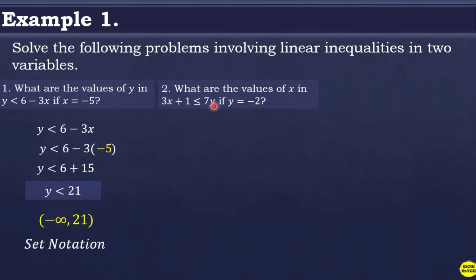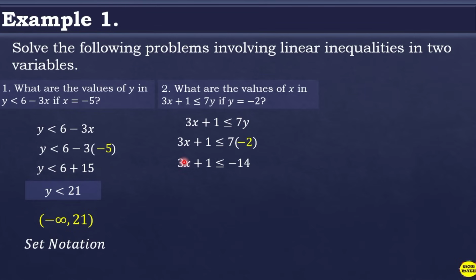So what are the values of x in 3x plus 1 is less than or equal to 7y if y is equal to negative 2? So what are you gonna do? You just have to substitute. So 3x plus 1 is less than or equal to 7y. Copy your given. And then your y is equal to negative 2, so you're going to substitute negative 2 dito sa ating y.